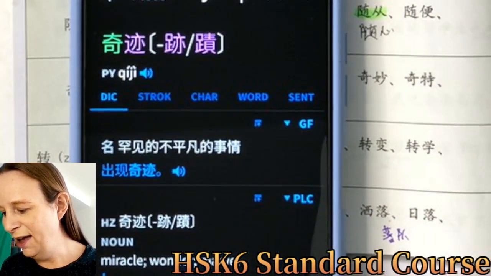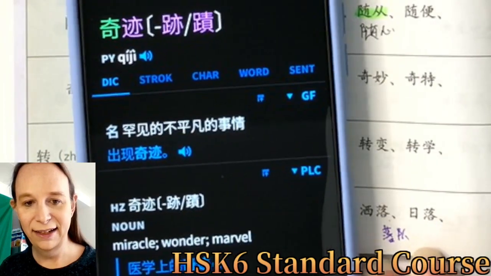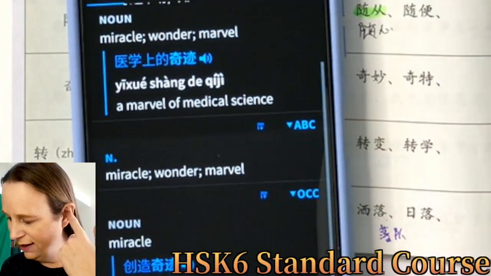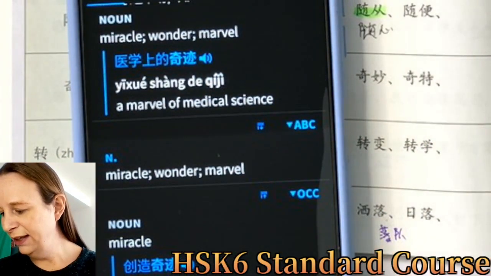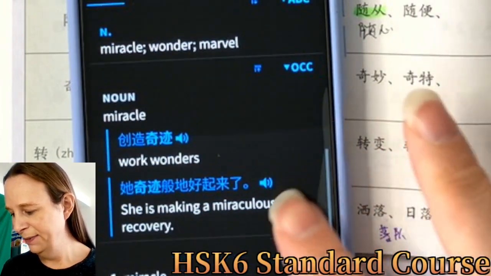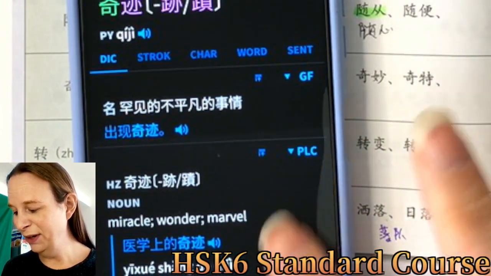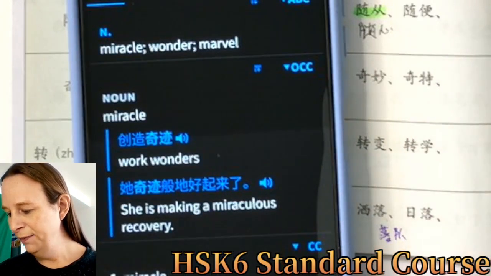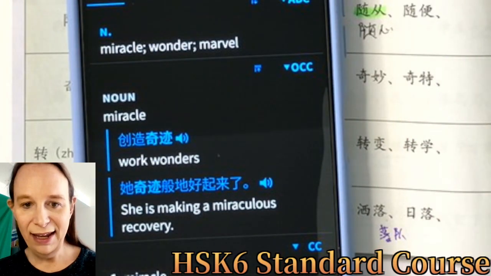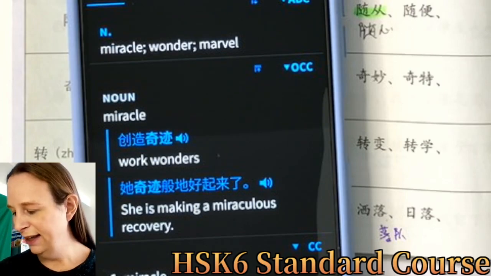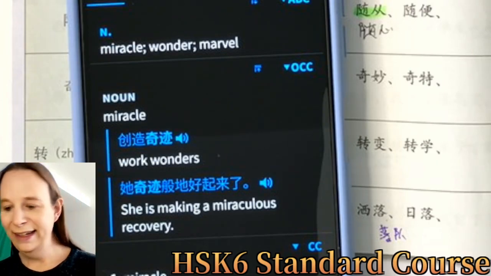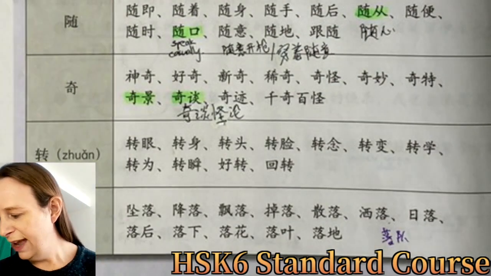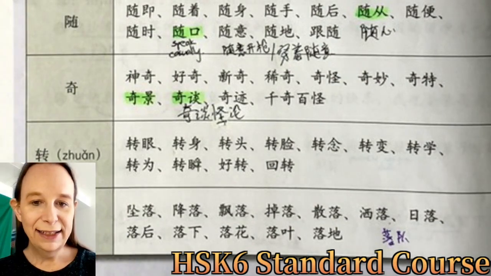罕见和不平凡的事情. 医学上的奇迹. Yeah, the miracles of modern medicine. 创造奇迹般的好起来了. A miraculous recovery. Yeah. And next, 千奇百怪. 千奇百怪.